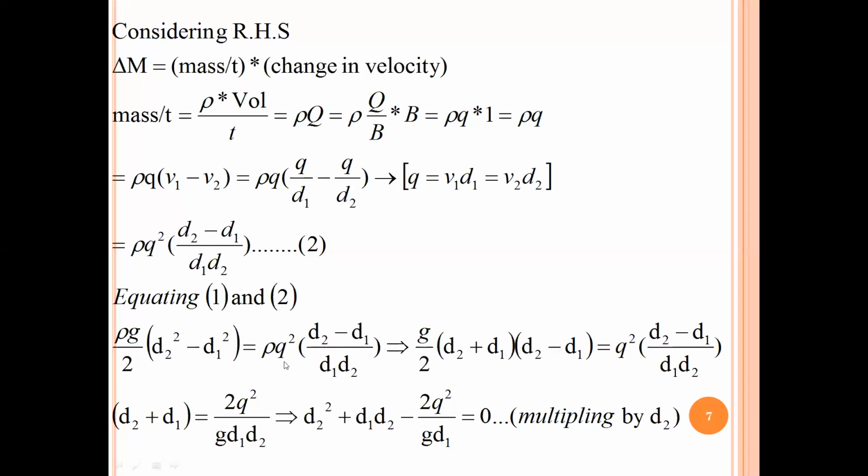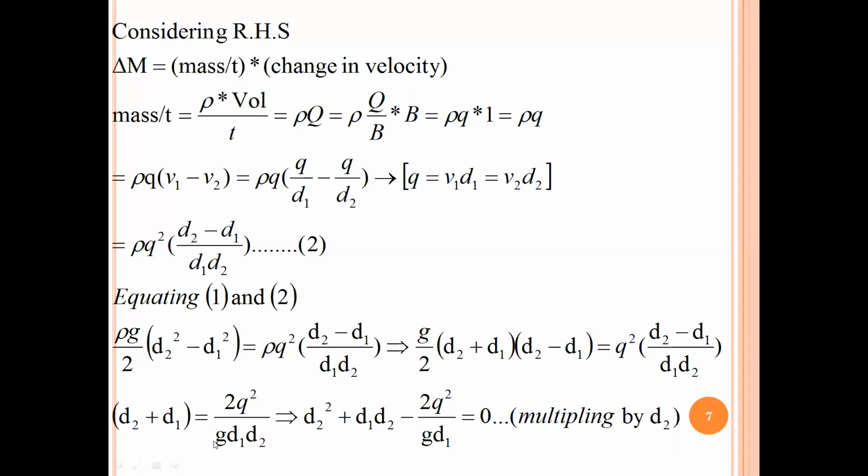And here I have taken out rho from both sides. So remaining is q square into D2 minus D1 divided by D1 D2. So here I'm cancelling D2 minus D1 on both sides. And this g by 2 I'll take to the right hand side. So I'll have D2 plus D1 is equal to 2q square divided by g D1 D2. Okay, so this is the expression I've got.